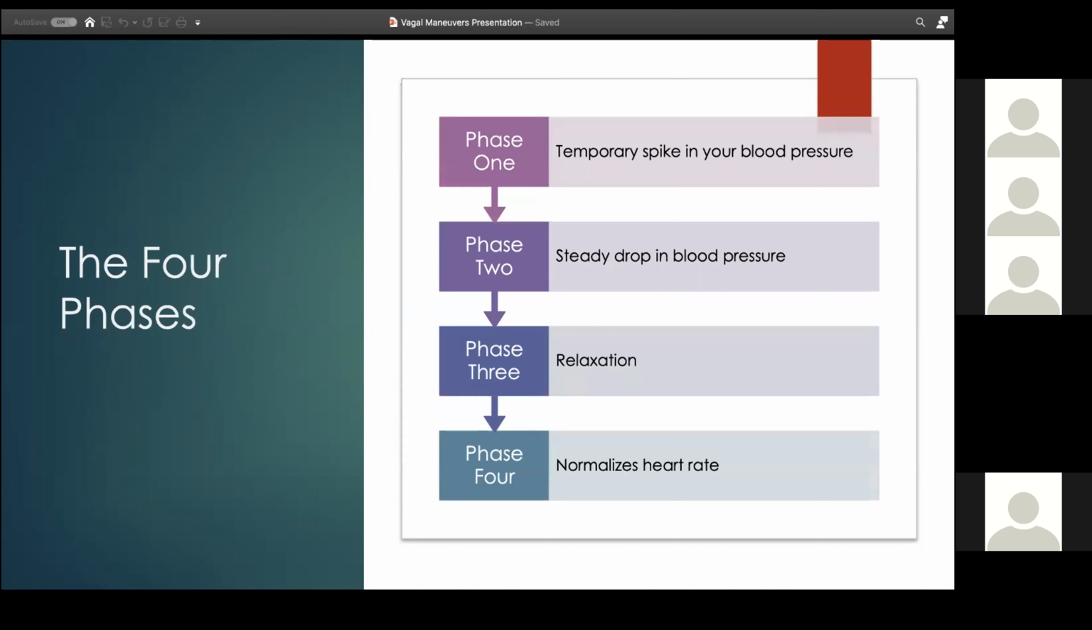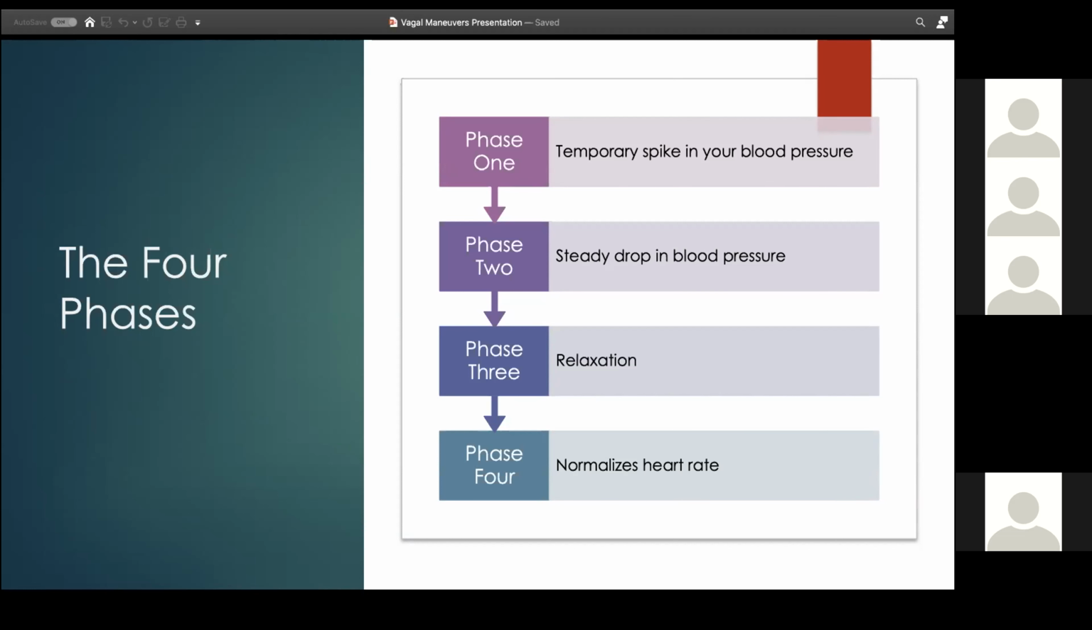So about the 4 phases. Phase 1 is where we have a temporary spike in our blood pressure. The way this works is that when we're blowing air against our closed airways, when we're bearing down, this causes increased pressure in our chest. This can then lead to that spike in our blood pressure, because we have pressure increasing in the aorta, so it causes the blood out of your heart to be increased as well.